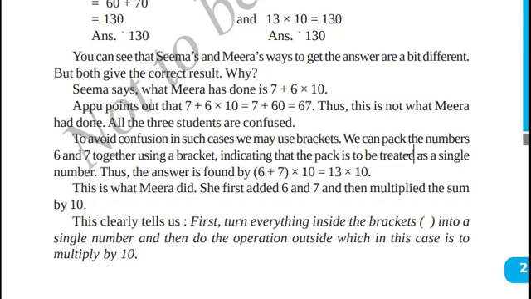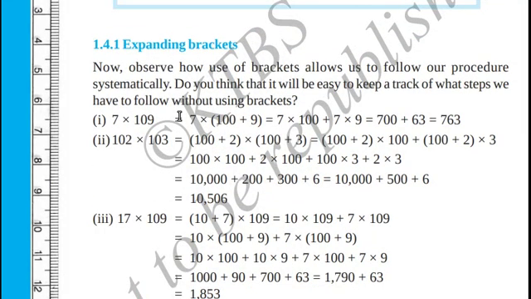In our example, we can pack the numbers 6 and 7 together. We will add these two numbers, then we will multiply with the cost of each book, that is 10 rupees. So 6 plus 7 is equal to 13 into 10, which is equal to 130. Now let us expand the brackets. Let us take example 1, 7 into 109. 109 could be written as 100 plus 9. We will write it within the brackets.